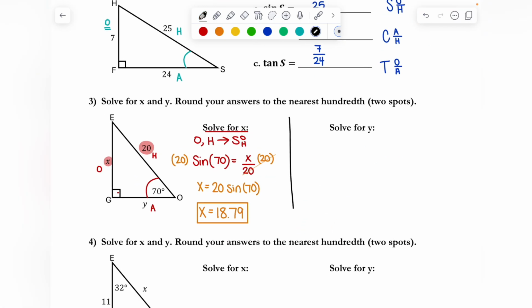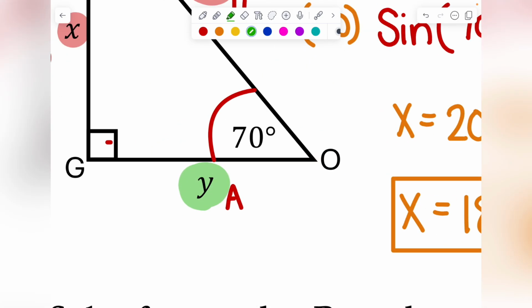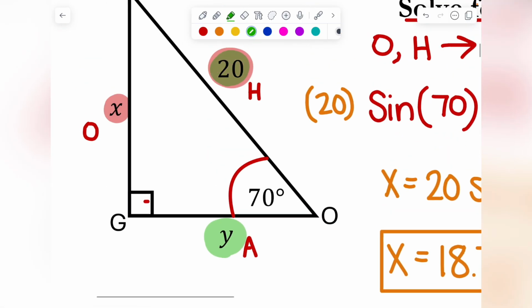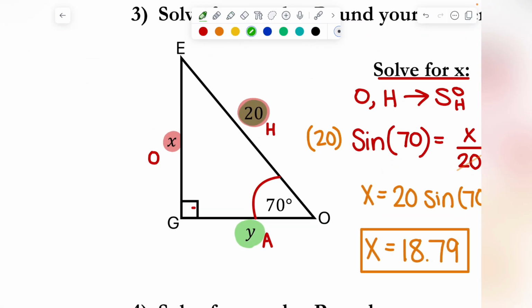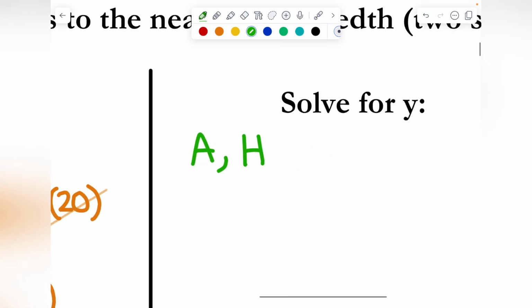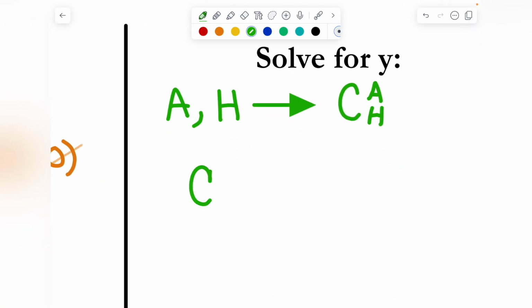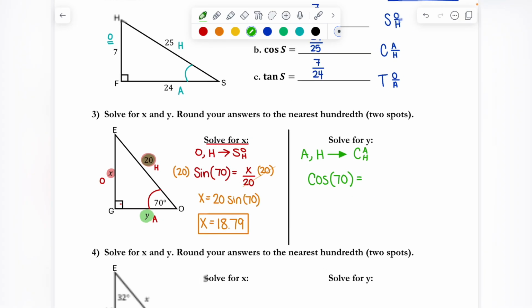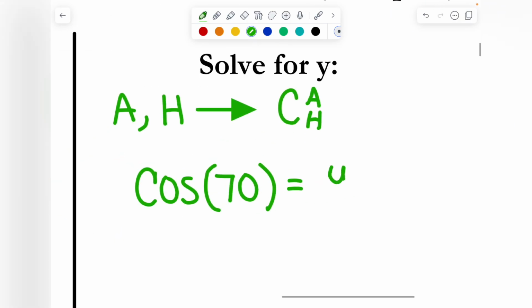That's for x. For y, same idea, different fraction. This time I need to find the adjacent side. I still know the hypotenuse was 20. So adjacent and hypotenuse. I'm looking for adjacent. I still know the hypotenuse. This one is cosine. So I'm going to do cosine of my angle. The angle is still 70 degrees equals adjacent y over 20.